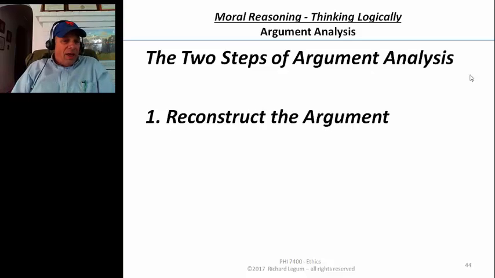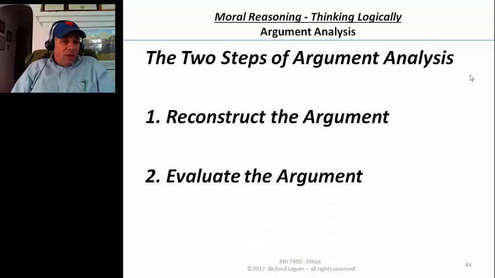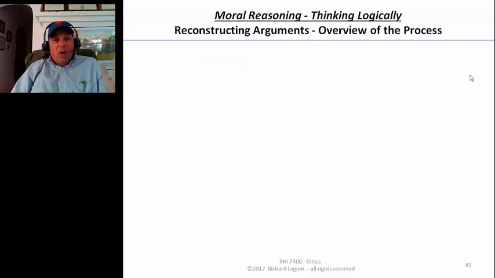And once we have a model of what it might be, a summary of what it might be, the next thing we're going to do is evaluate the argument. And sometimes we see, well, in evaluating the argument, maybe we didn't have the best reconstruction, so we have to go back to step one and reconstruct the argument. But it's worth going through the steps now of reconstructing arguments. Here is the overview of the process.